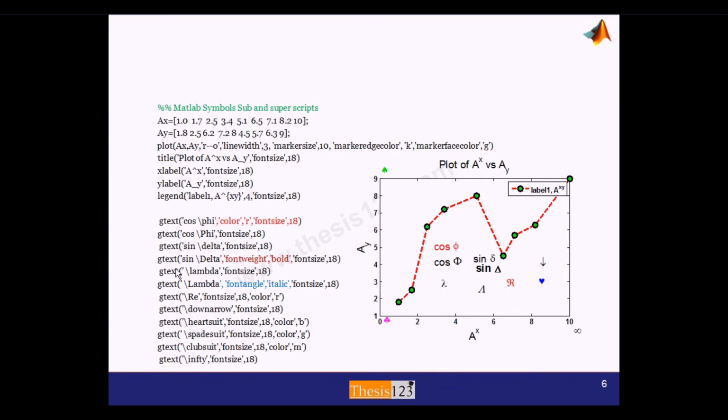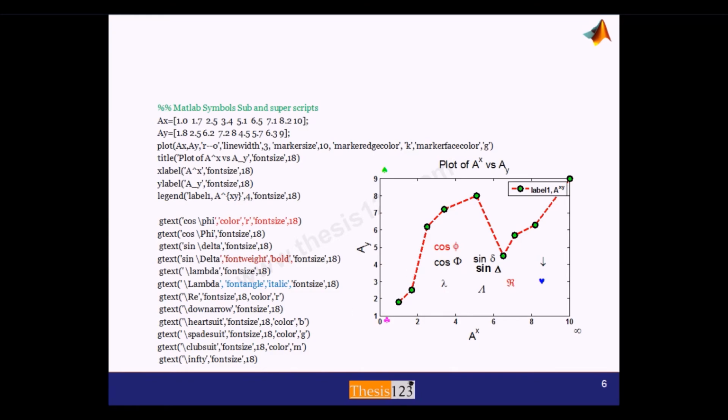In the case of delta, I have used the font weight as bold, so the font weight of the delta is changed to bold, along with the color. And here lambda is 18, and you can also use the font angle: lambda is font angle italic. So here lambda is also italic, and like this, whatever formatting you apply to the text, it automatically applies to the Greek letters.